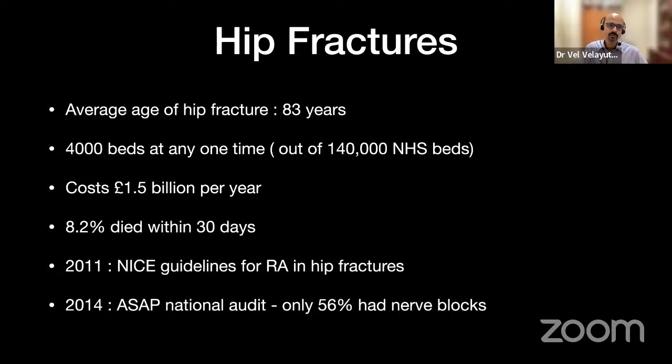The NHS currently has about 140,000 beds, far fewer than it used to have. So hip fracture patients at any point in time occupy about 4,000 beds in the whole of the NHS, which is roughly about 3%, which is a substantial number if you think about it. And the cost for hip fracture management in total amounts to £1.5 billion a year. Huge number.